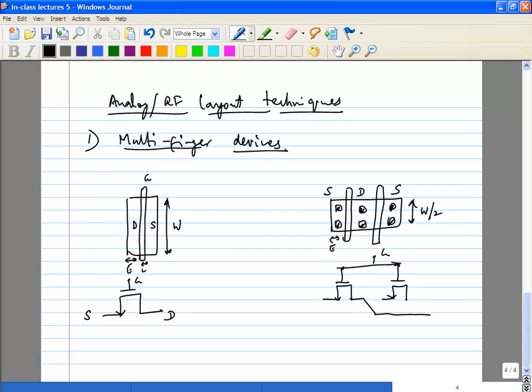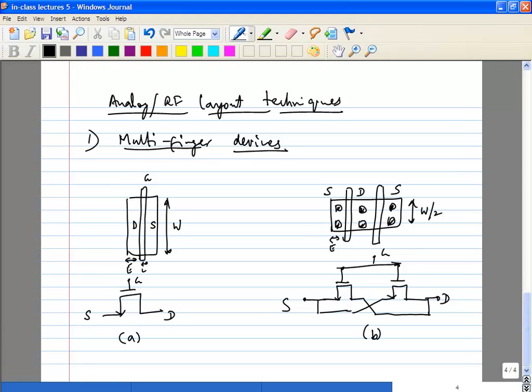So this would be an equivalent circuit of what this is actually what you're doing. You basically have two transistors in parallel. The only difference is you're actually sharing the drain diffusion between the two transistors. Okay, so that's what this is. So let's call this A and let's call this B.